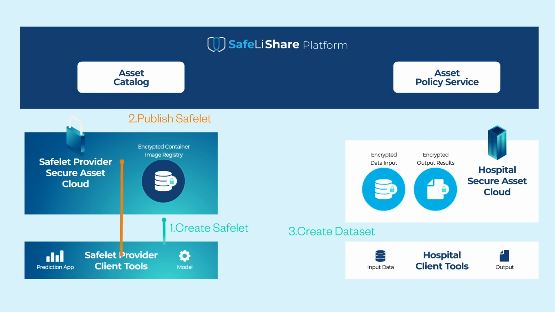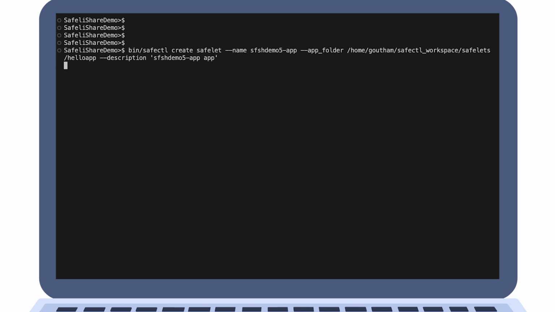Finally, the output receiver, hospital, creates an asset to hold the output, which is also registered. Any party then can examine the catalog and run the computation. Let's go ahead and create the three assets using the SafeLiShare client control command tool. To create the Safelet, we will specify the name of the Safelet and the location of the application Python code and the model. SafeLiShare creates the encrypted container and pushes it to the cloud registry.